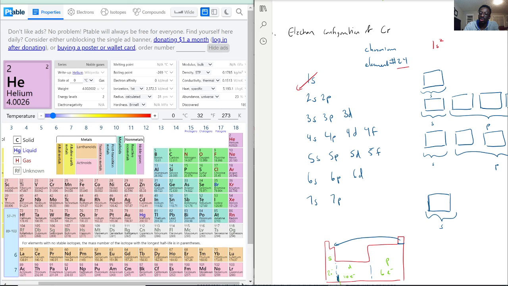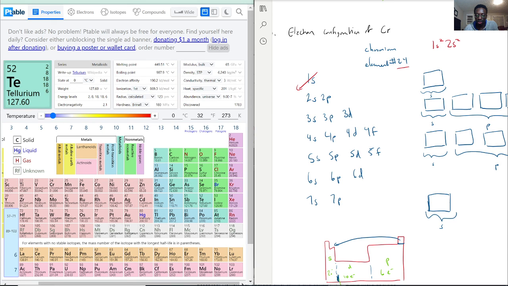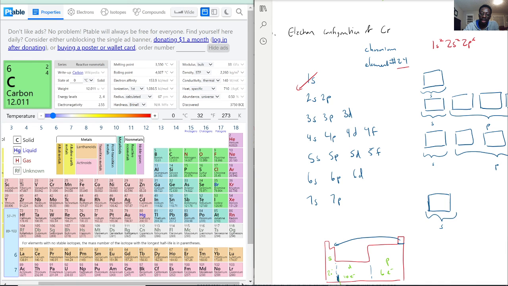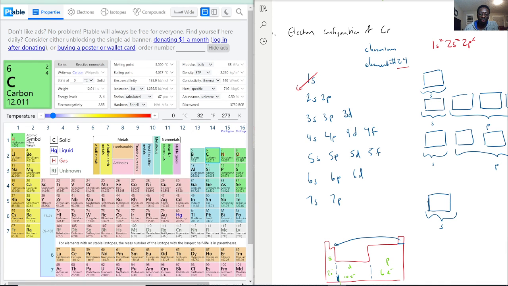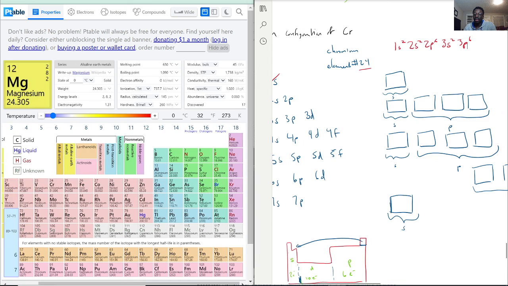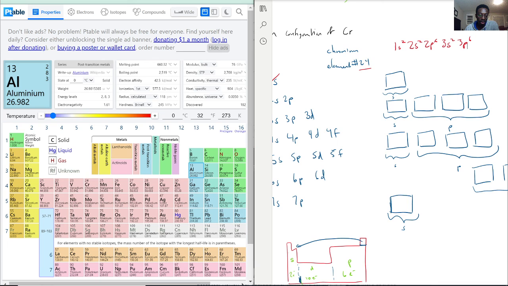And then the next up, as we count through, is lithium, beryllium. That would be your 2s2. And then we go from boron to neon, which is 2p6. And then we go from sodium to magnesium, which is 3s2. And then from aluminum to argon, that's 3p6. And then we now drop down to 4, which is potassium and calcium, and that would be 4s2.